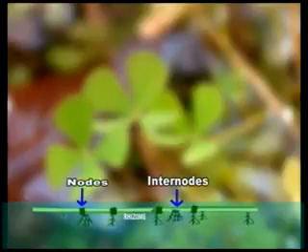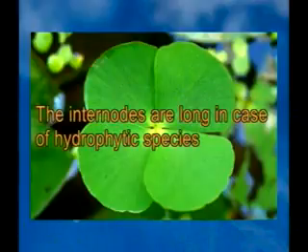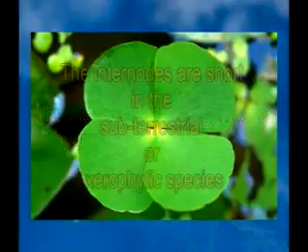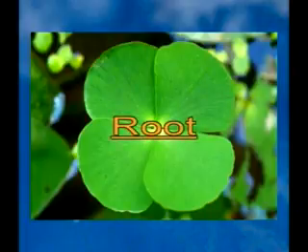The stem is divisible into distinct nodes and internodes. The internodes are long in hydrophytic species, that means those species which grow in water bodies, and they are short in subterrestrial or xerophytic species. Then we will discuss the root. The primary root formed on the stem is short-lived and is replaced by adventitious roots which arise gradually at the nodes on the underside of the stem.